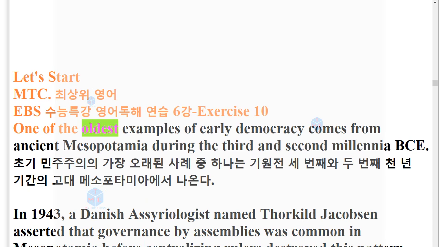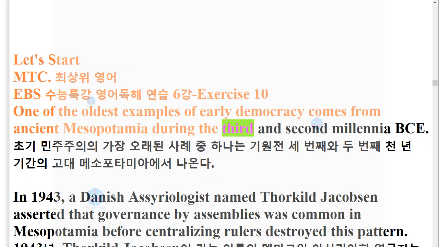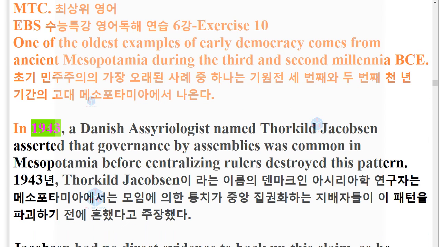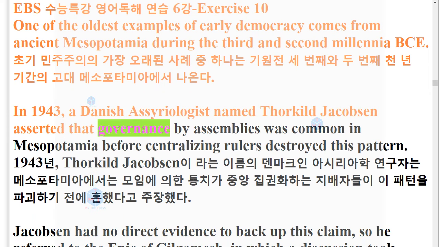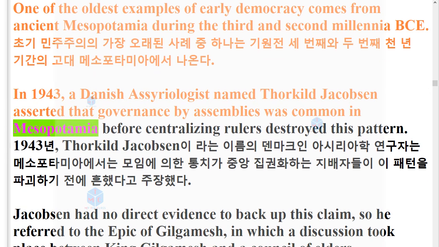One of the oldest examples of early democracy comes from ancient Mesopotamia during the 3rd and 2nd millennia BCE. In 1943, a Danish Assyriologist named Thorkild Jacobsen asserted that governance by assemblies was common in Mesopotamia before centralizing rulers destroyed this pattern.